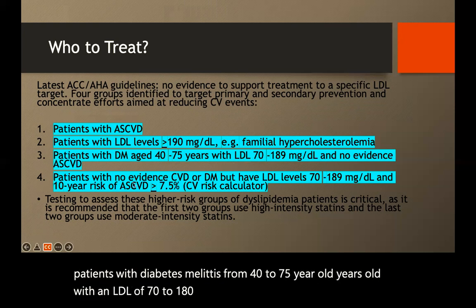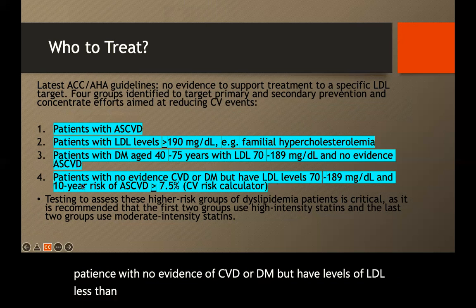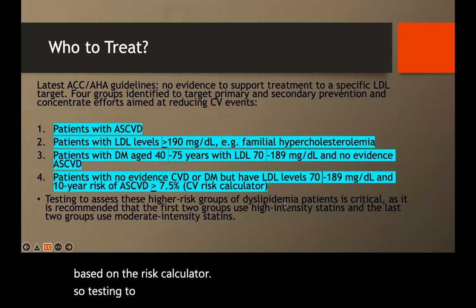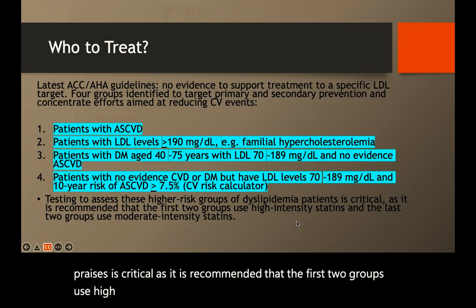And then, of course, you have your patients with no evidence of CVD or DM, but have levels of LDL 70 to 189 and a 10-year risk of greater than 7.5% based on the risk calculator. So testing to assess these higher risk groups of dyslipidemia patients is critical, as it is recommended that the first two groups use high intensity statins and the last two groups use moderate intensity statins.